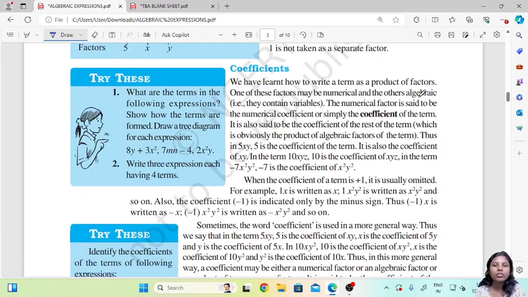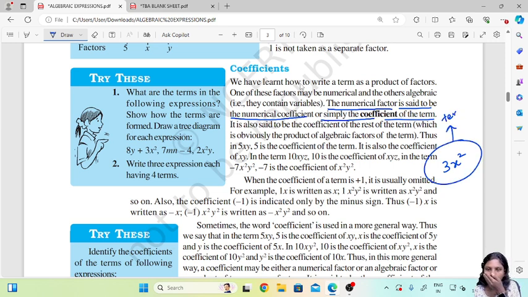Now let's say you have coefficient. So now what are coefficients? The numerical factor is said to be the numerical coefficient, or simply the coefficient of the term. Say now I give you the term 3x square. So what they have said, the numerical factor is said to be the numerical coefficient, or simply the coefficient. Now which is the numerical part in this term? This whole is a term, right? So the numerical part in this is the 3. So 3 is basically our coefficient.